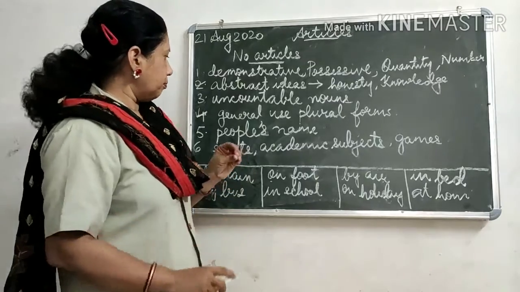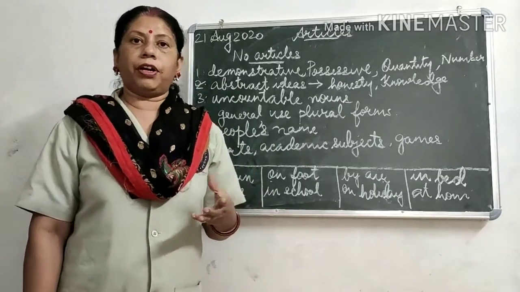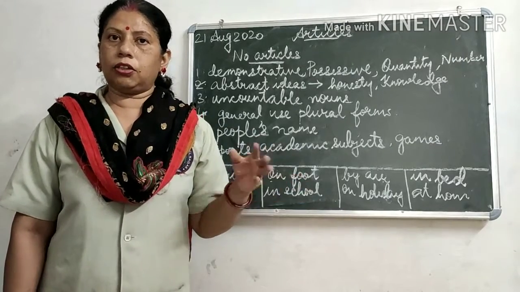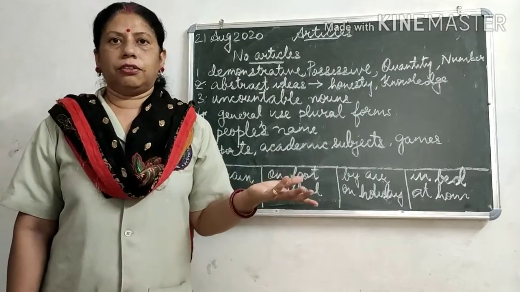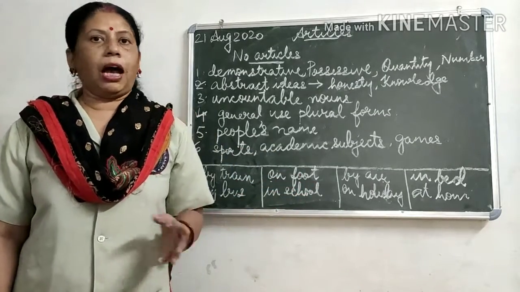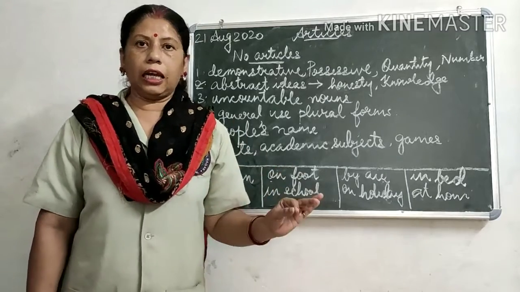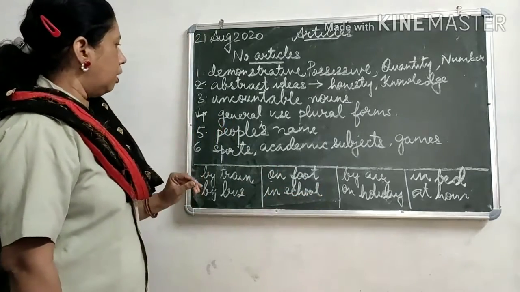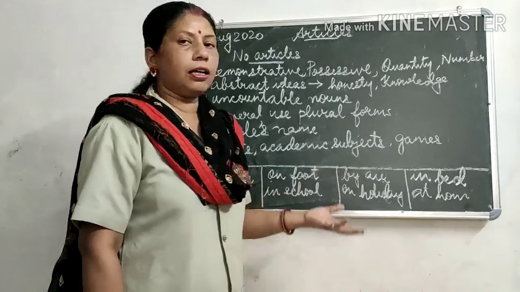Then the people's name. Like here, if I am naming someone Ajit, I don't say the Ajit or an Ajit. Okay, I will say Ajit. Directly I will be using the name. I am not going to use any article in front of anybody's name. Okay, then the last one before sports, academic subjects and games.